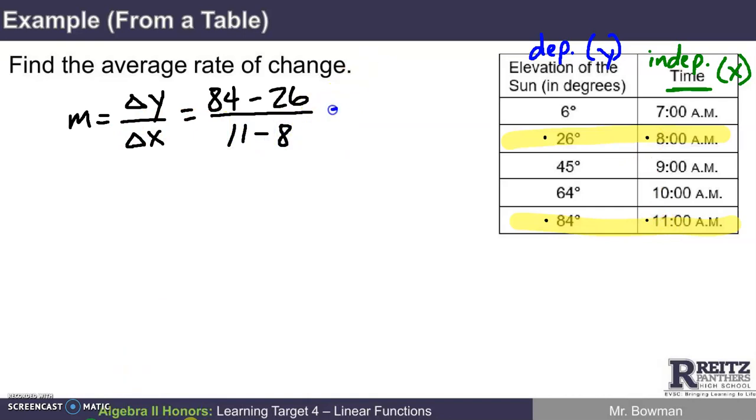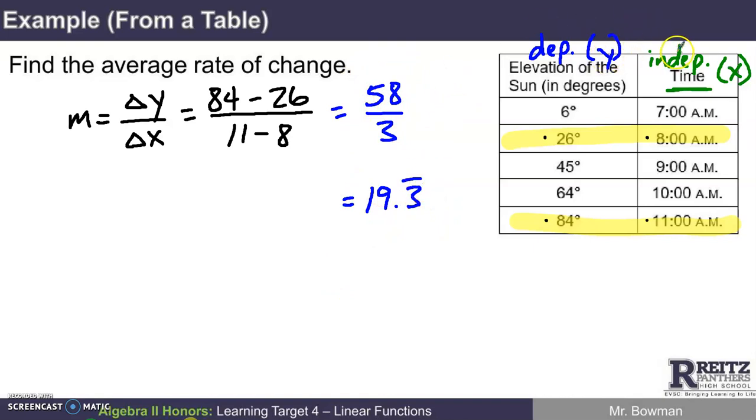All right, 84 minus 26, I got 58. Might want to check my math there, but I think I've got it. 11 minus 8 is 3. I get 58 thirds. That doesn't divide nicely. You could say that's 19.3 repeating if you wanted to. You could also leave it like 58/3 if it doesn't reduce.